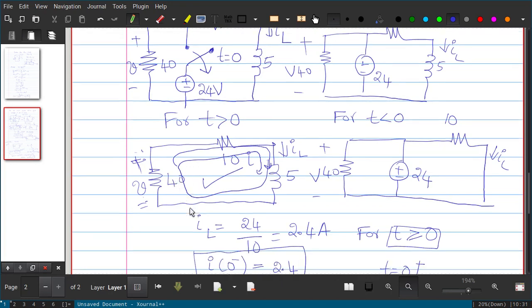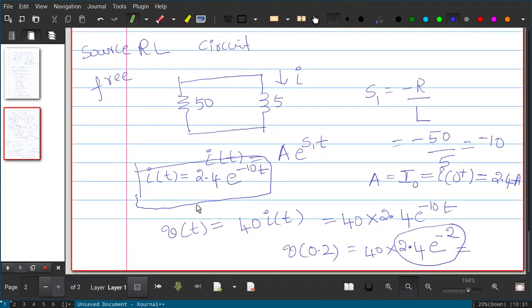So I have to correct this equation. It is not simply 40 into I of t, it will be minus 40 I of t, because if we compare the current direction and voltage direction with the passive sign convention, the current is leaving from the positive terminal when it should enter it. So here also I have to write minus. If you substitute, you will get minus 12.99 volt. So the voltage across the 40 ohm resistor at 0.2 second will be minus 12.99 volt. Okay, so that is the solution for this.